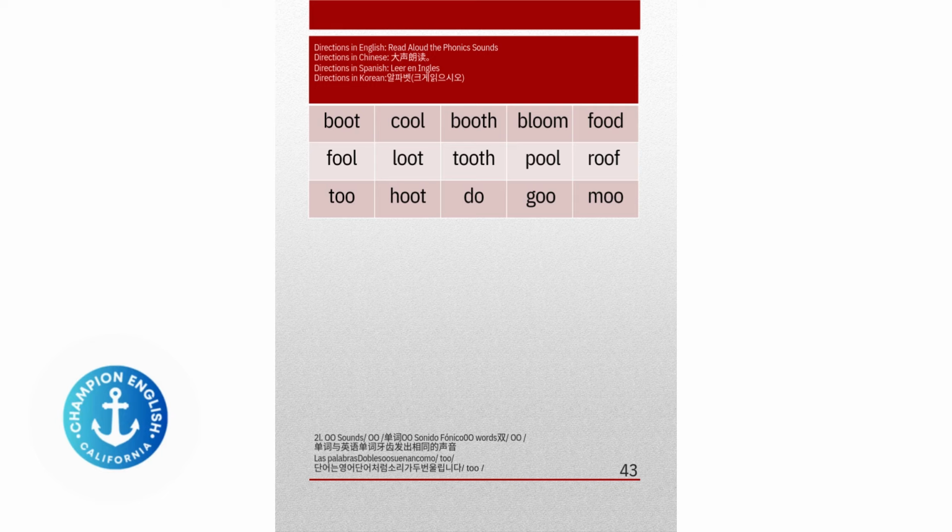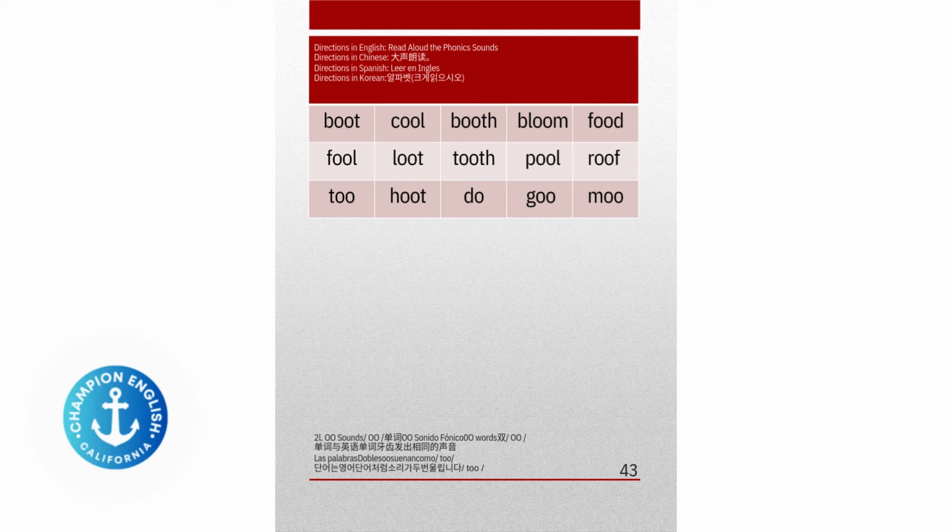Okay, students, what we're now going to do is take our time and sound out each word together. Are you ready? Come on. Yes, we are. Okay, here we go, students. B and oot, boot. K and ool, cool. T and ooth, booth. Bl and oom, bloom. F and ood, food.